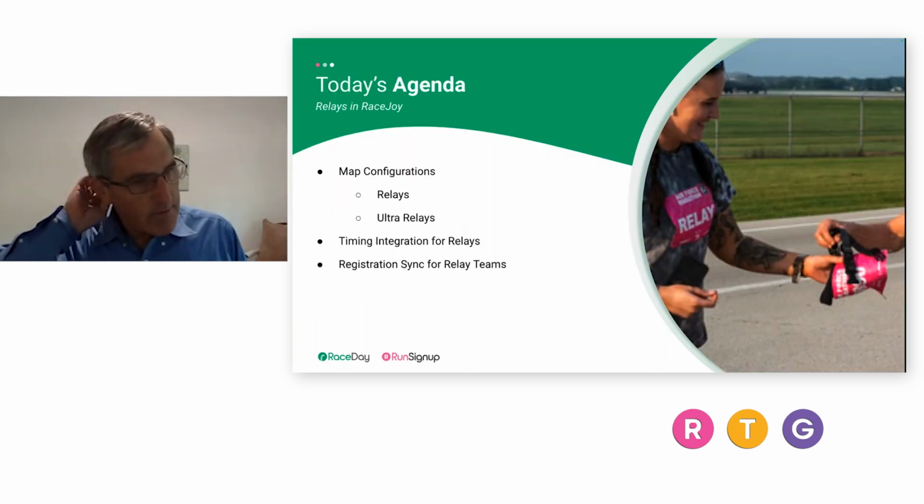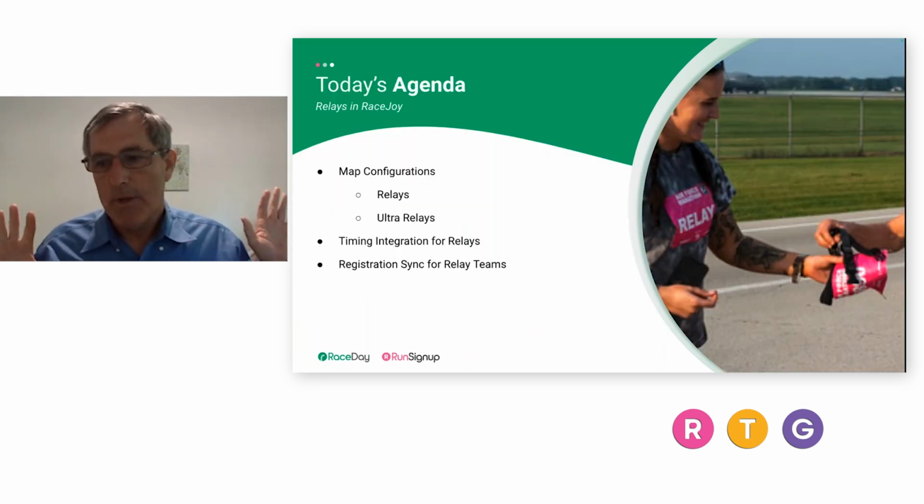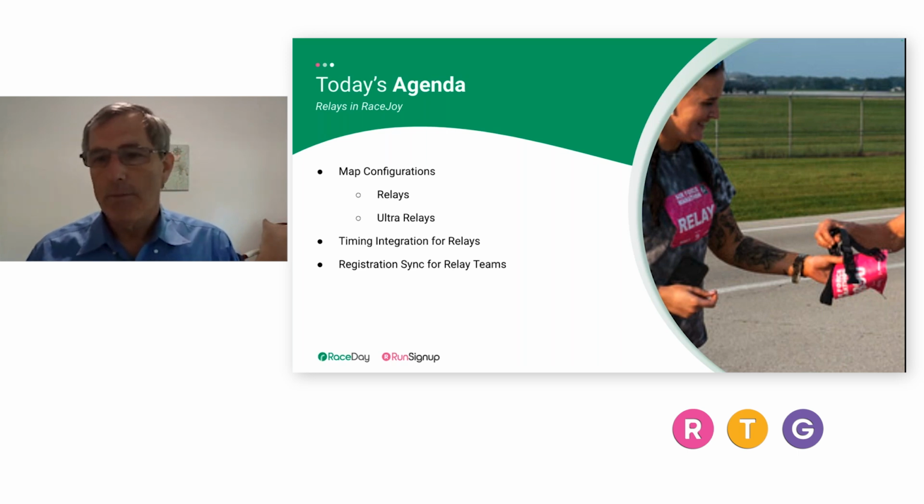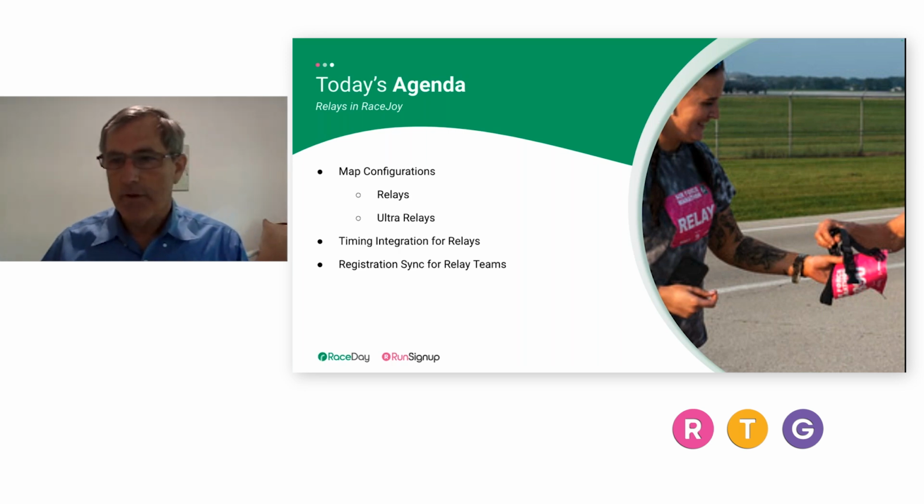So the way I'm going to tackle this today is really looking at it from the mapping perspective first, because there are some different things that you have to do with the maps for relay processing, as we call it. I'll be walking through normal relays like marathon relays, and then also the ultra distance relays and some of the things that we've improved since the last time I did this webinar a few years ago.